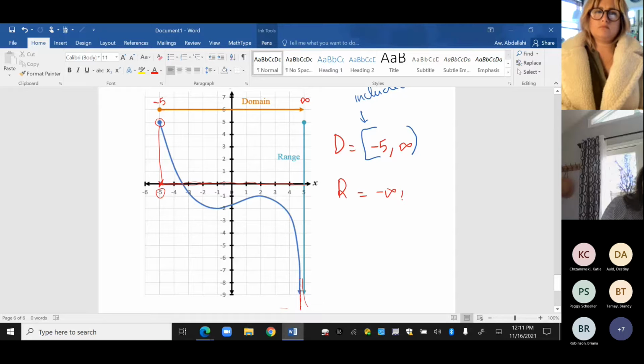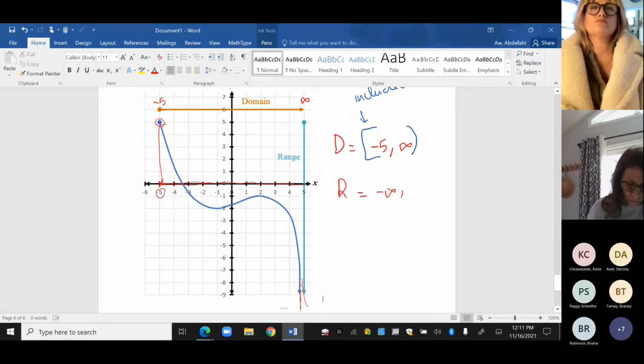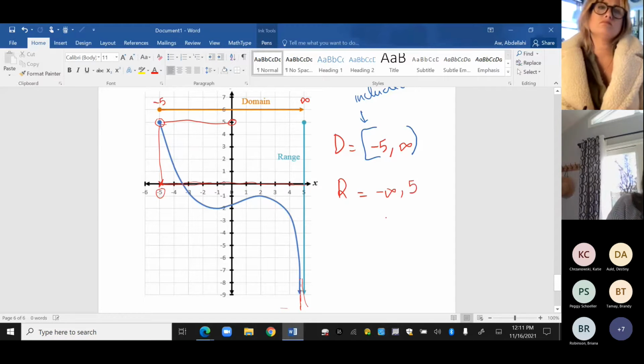My graph has no end. You see? What is the highest y value covered by the graph? What do you think? 5. 5 is this one right here. This is the highest y value covered by the graph. Of course, negative infinity is not a number, so I have to put parentheses. But 5 is a number, and 5 must be included because this point has a closed dot. That's its range.